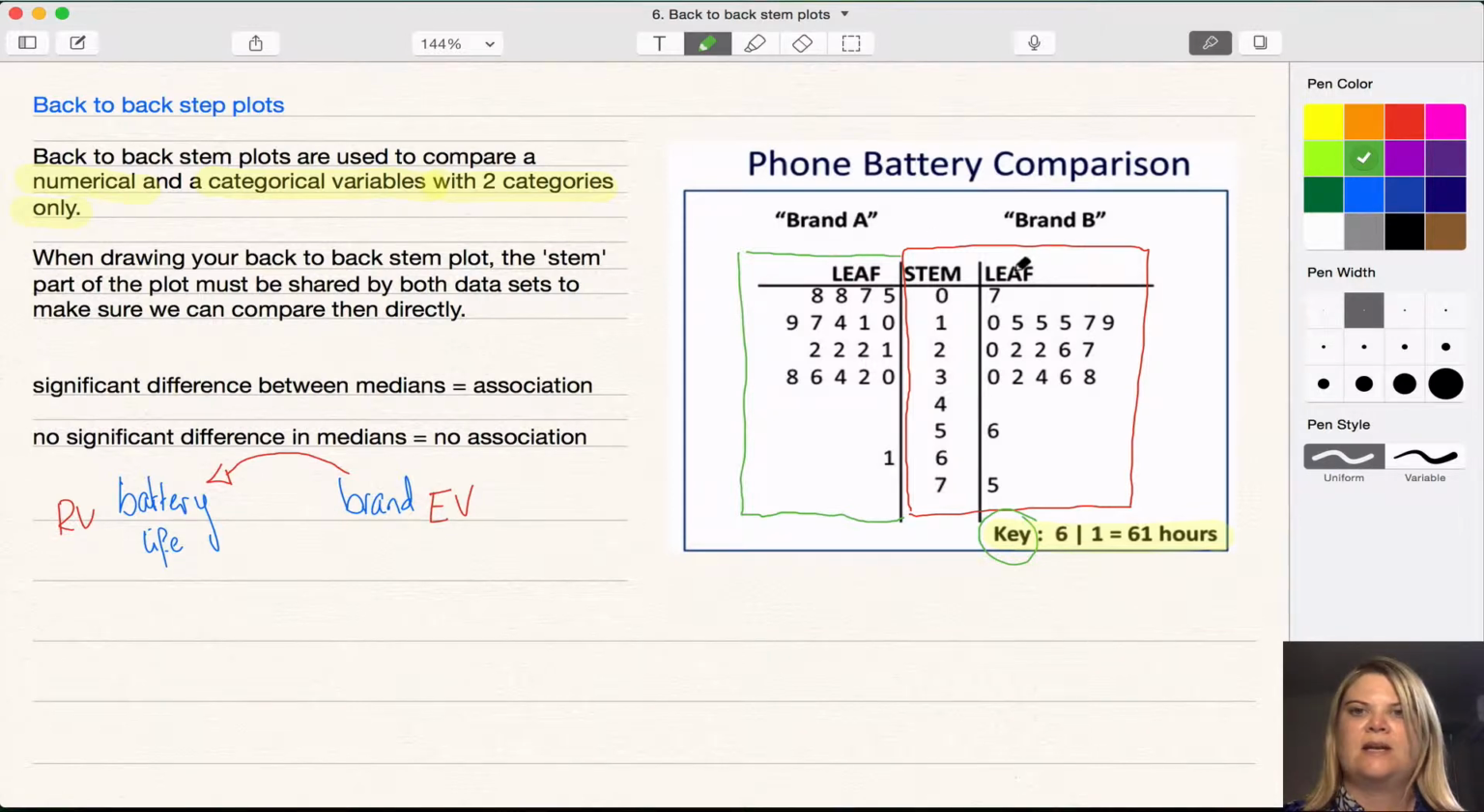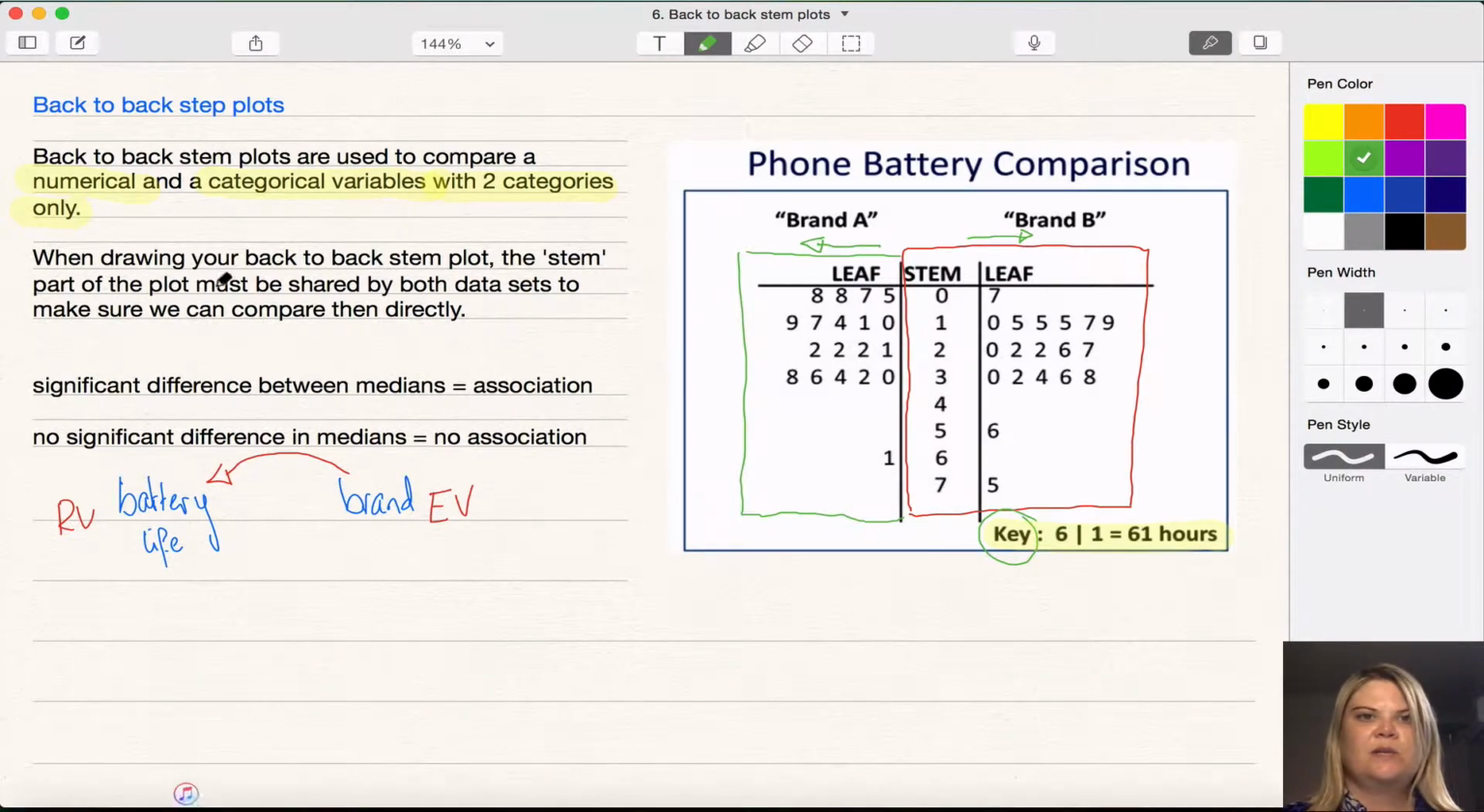You need to name your columns. Stem is in the middle, leaf on one side and leaf on the other side, and just make sure that you start from the stem and move outwards for your data points that you add onto the stem and leaf plot.